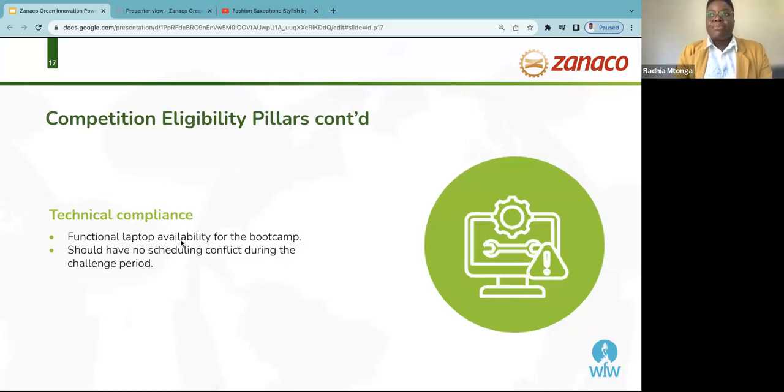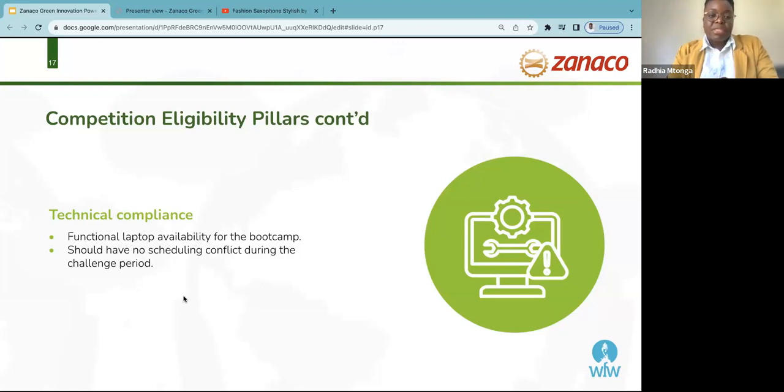Lastly, I think technical compliance. A lot of the things that we will be doing will require the use of a functional laptop, particularly during the boot camp. Not going much into the design, you will need a functional laptop available, you and your other team member, as well as post the challenge, so you can interact with the different mentors that might be based in different locations. So these will be essential for your participation in this bootcamp.